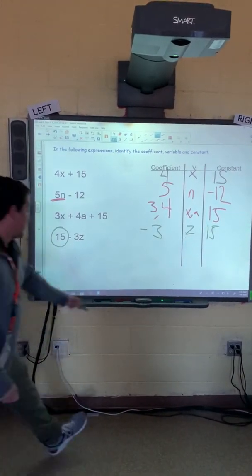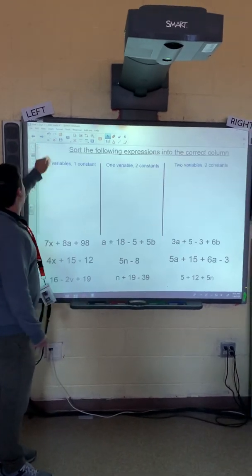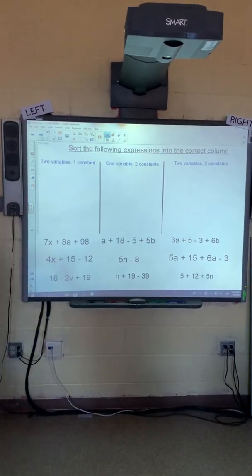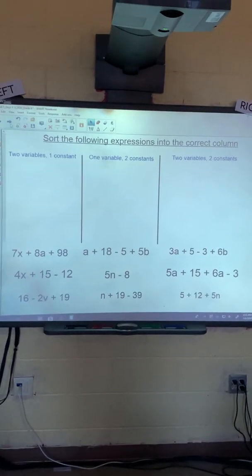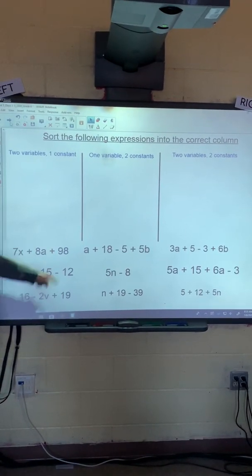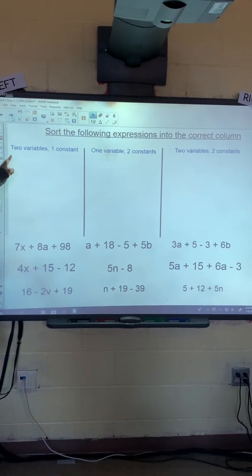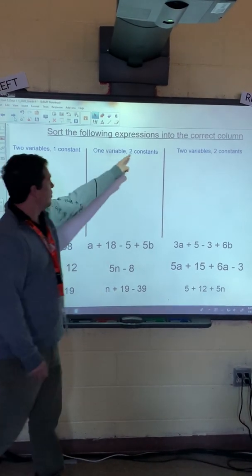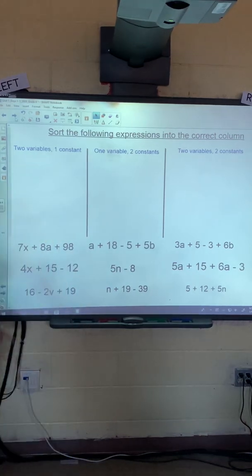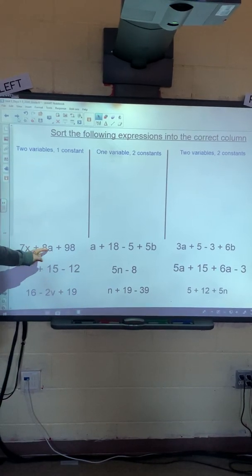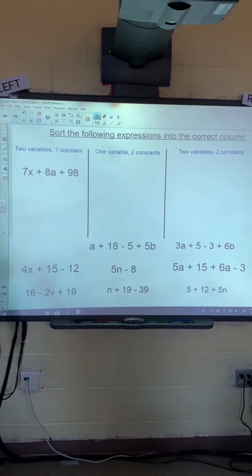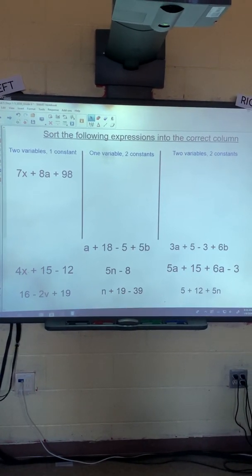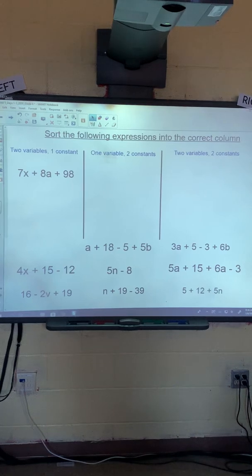This next slide is a similar idea where you are going to determine which is true. So for example, when I look at this first one, 7x plus 8a plus 98: 2 variables, 1 constant; 1 variable, 2 constants; or 2 variables, 2 constants. Well, I see 2 variables and 1 constant, so that one is going to go right here. Pause the tape, and in your notebook, go ahead and sort these out.